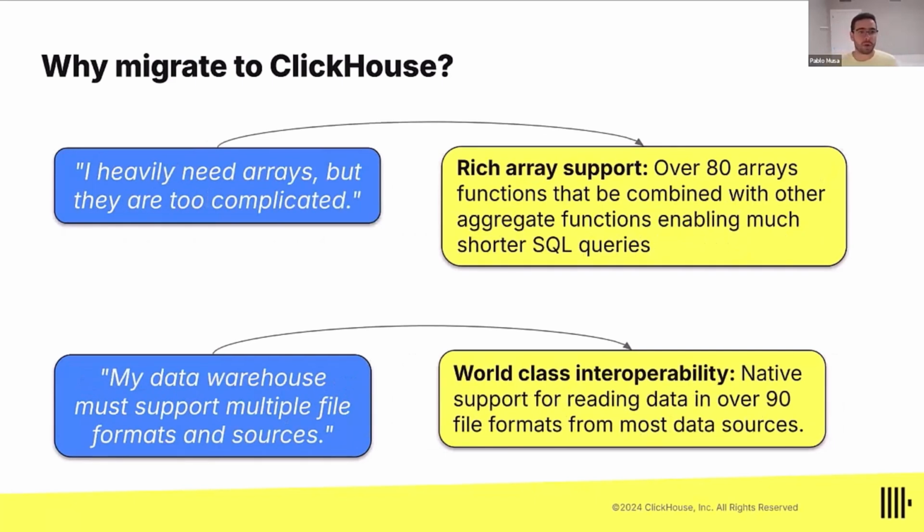I hardly need arrays, but they're just too complicated to use. ClickHouse has rich array support. We have a lot of different functions. You can combine those array functions with other aggregate functions, and you can write queries in way shorter syntax and just get what you need way faster.